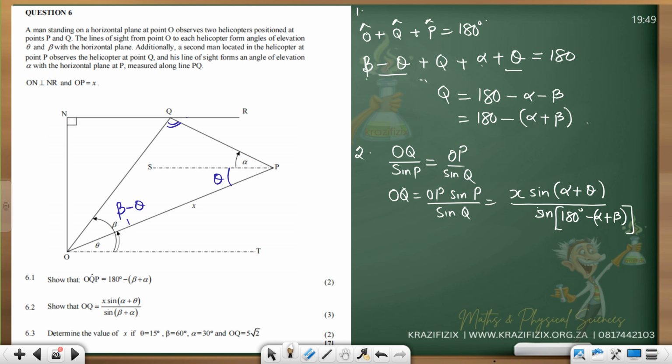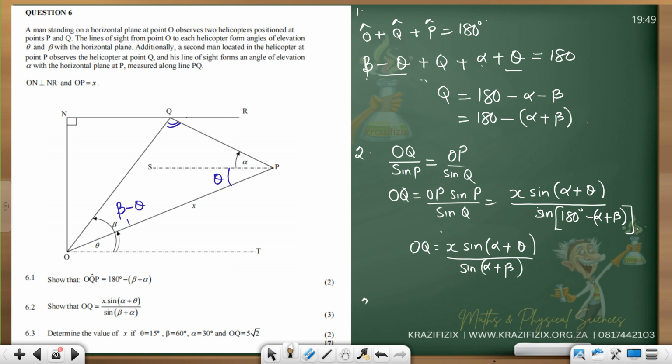This is where they want to catch you. Do you guys remember how to reduce? If I ask you to reduce sine of 180 minus k, what's your answer? It's sine k. That's the second quadrant, where sine is positive. Therefore, OQ is x sine of alpha plus theta over sine of alpha plus beta. We are done.